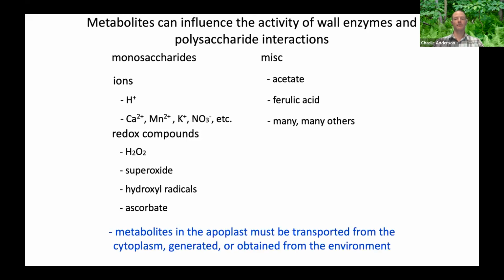One thing I would point out, though, is that because the apoplast is separated via the plasma membrane from the cytoplasm, where a lot of primary metabolism occurs in the plant cell, these metabolites have to be transported from the cytoplasm, generated, or obtained from the environment in order to act on the different components of the cell wall. So one of the ways I like to think about the cell wall is that it's sort of like a desert, right? Where there are resources, but those resources are somewhat limited and have to be derived from specific sources.